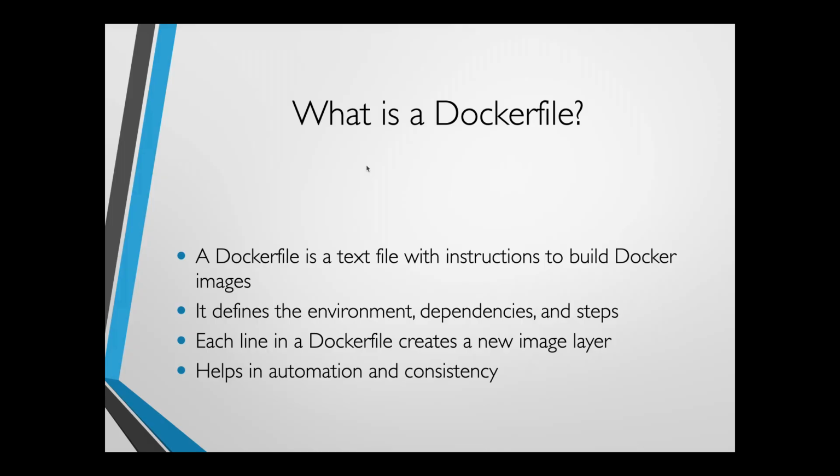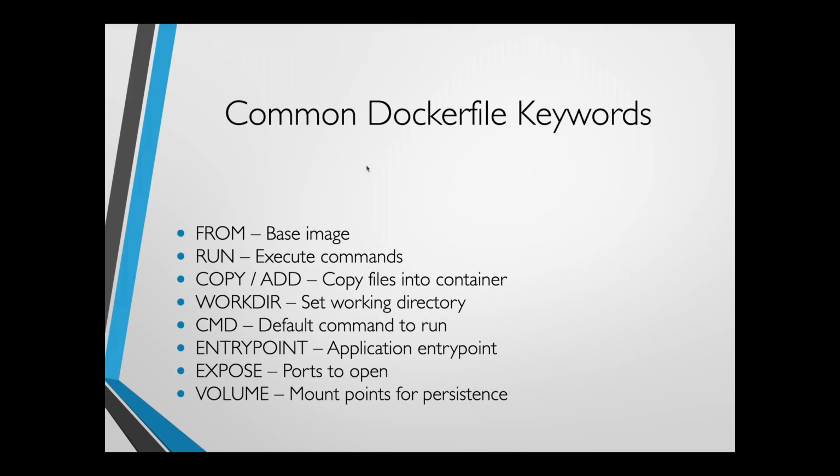It automates everything from installing dependencies, copying code, to setting up the environment. Some important keywords in the Dockerfile are FROM. It sets the base image. RUN. Executes the command during the build. COPY or ADD. Copies the files into the container. WORKDIR. It sets the working directory. CMD. Default command executed when a container starts. ENTRYPOINT. It sets the entry point for the container. EXPOSE. It specifies the app port. VOLUME. Mount storage for the persistence.